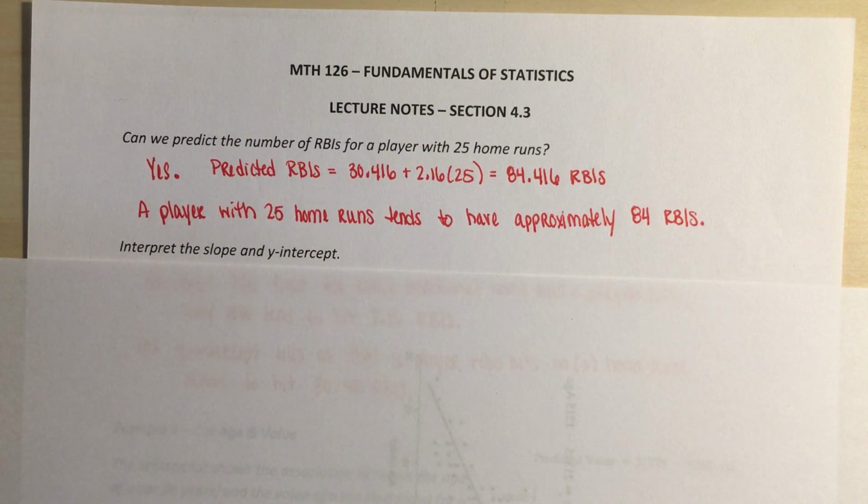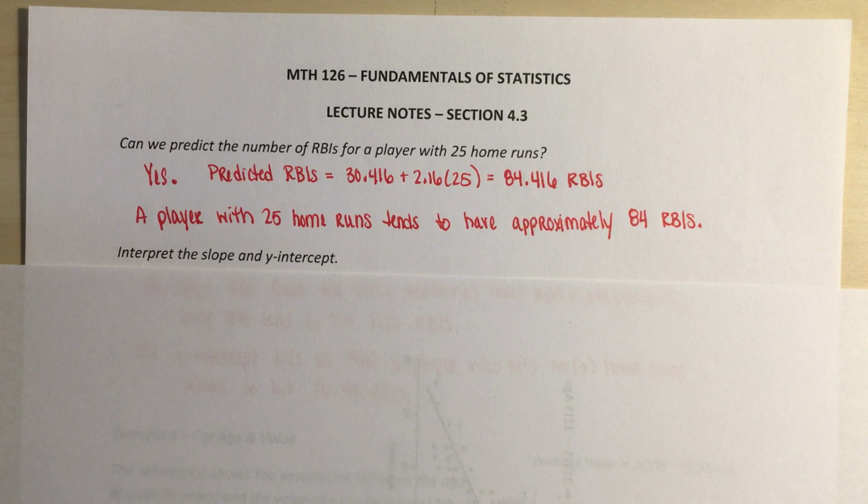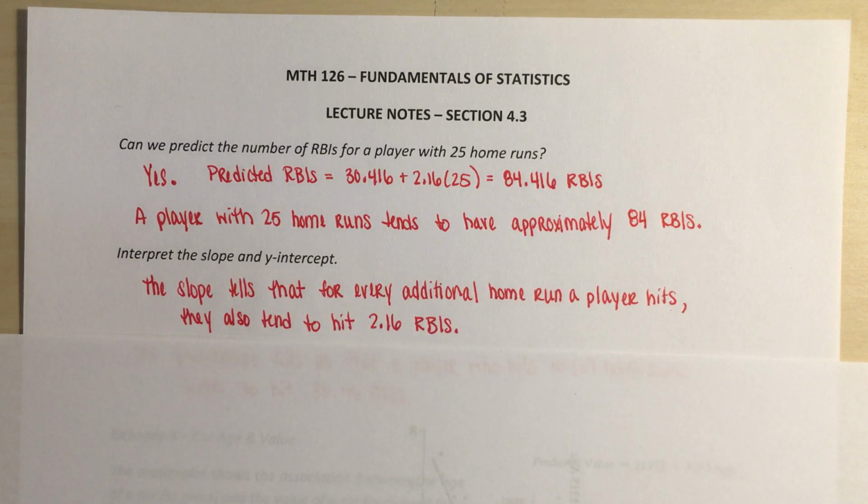All right, interpret the slope and the y-intercept. So our slope, again, is that 2.16 that's attached to our x variable. The slope tells us that for every additional home run a player hits, so for every time that x increases by 1, and our x is our home runs, anytime a player hits another home run, they also tend to increase by 2.16 RBIs, which is our y. So again, our slope is talking about a relationship: for every 1 x, what does y do? For every 1 x, y increases by 2.16.